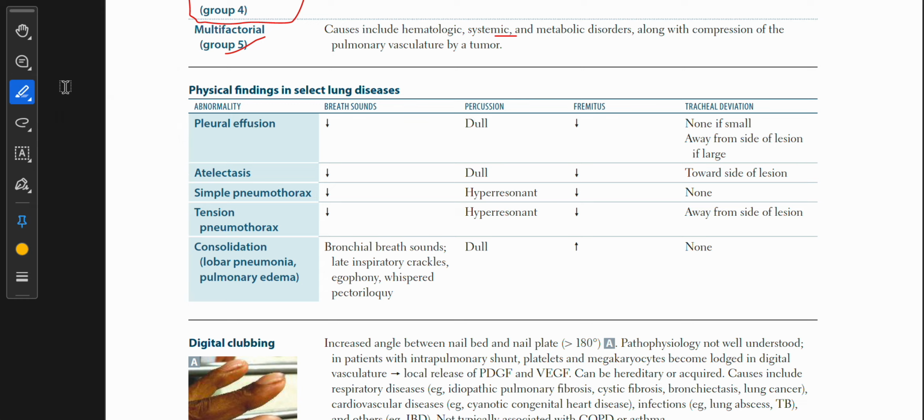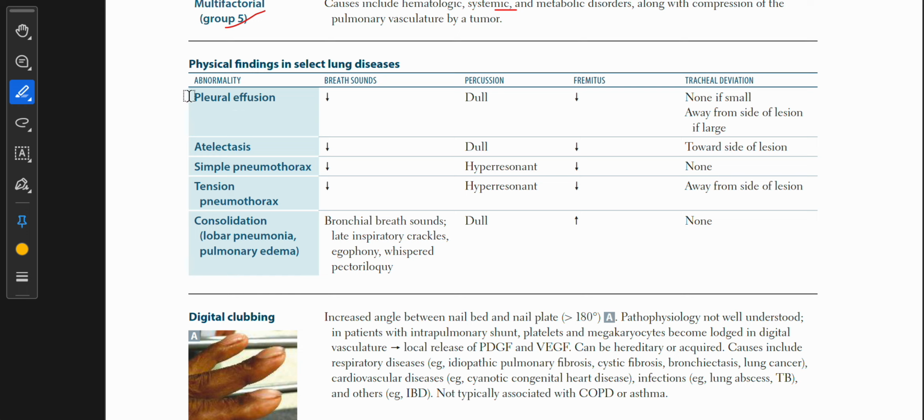Let's see the differences between these select lung diseases, like pleural effusion. Pleural effusion is actually the filling of fluid in the intrapleural space, right? And atelectasis is the collapse of lung. Simple pneumothorax is the hyperinflation of lungs. Tension pneumothorax is also a type of hyperinflation of lungs, where there is a one-way valve mechanism. We'll talk about it later. And there is consolidation, as in lobar pneumonia or pulmonary edema. So pulmonary edema presents with pink frothy sputum if there is any cough. So pink frothy sputum is seen in pulmonary edema.